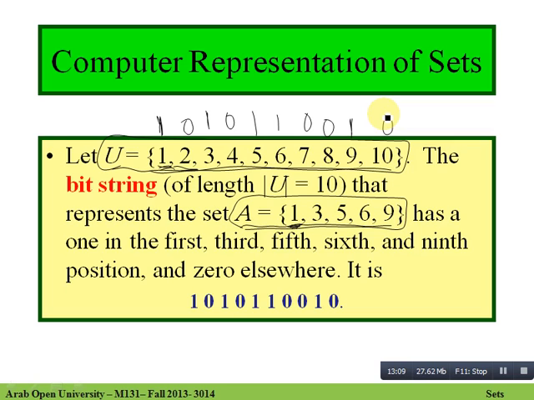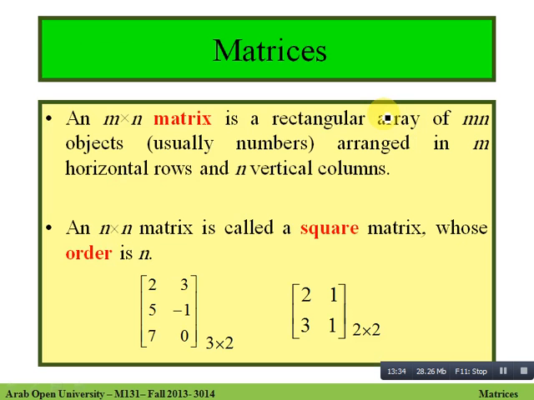We also saw the Venn diagram, how to draw a Venn diagram for a set, and the important thing, the set builder notation, how to write a set builder notation for any given set. Then we saw some set identities, three methods of proving the set identities, and the computer representation of the set. After this we will move to matrices.